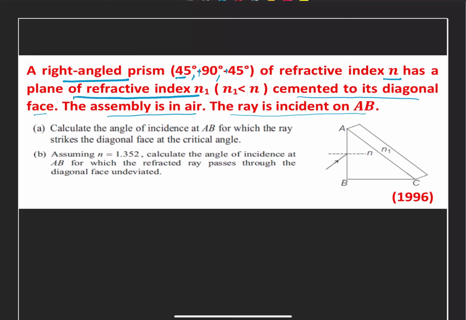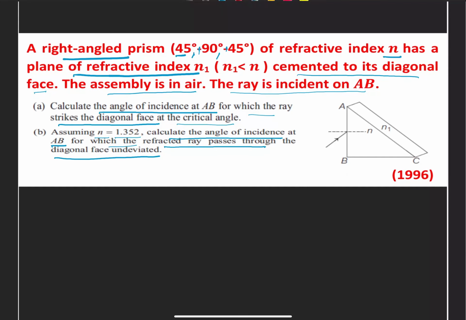There are two parts in it. The first part states: calculate the angle of incidence at AB for which the ray strikes the diagonal face at the critical angle. And part B states: assuming n is equal to 1.352, calculate the angle of incidence at AB for which the refracted ray passes through the diagonal face undeviated. So this is the figure.